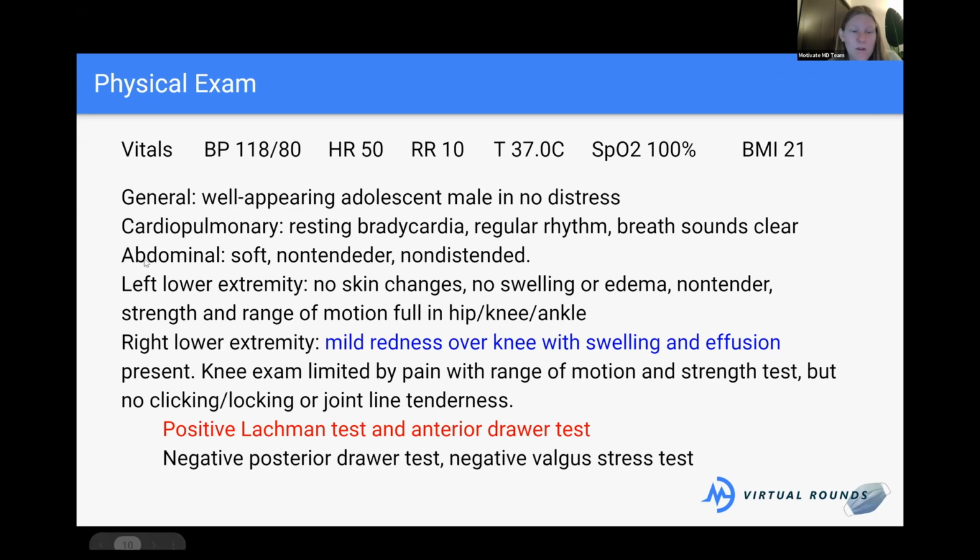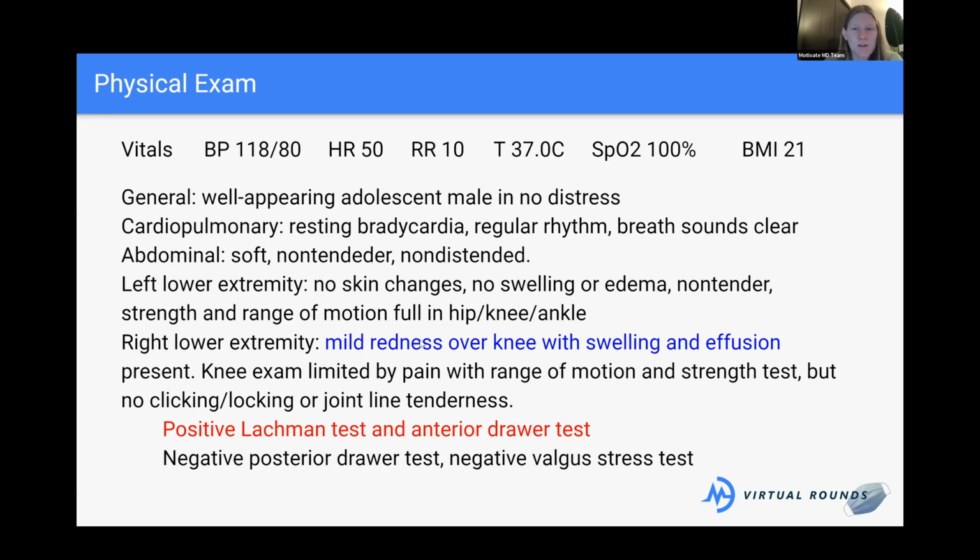The right side, however, the one that's affected, just looking at it without even doing anything, he does already have this mild redness over the knee with associated swelling and an effusion. So swelling is one of those things that you can just look at and tell that the joint itself is actually bigger than the one on the other side. And it's due to an accumulation of fluid and inflammation that happens in response to the injury. And then the effusion is fluid that builds up in the joint space. So in this case, it could even be blood from the trauma of having an internal injury.